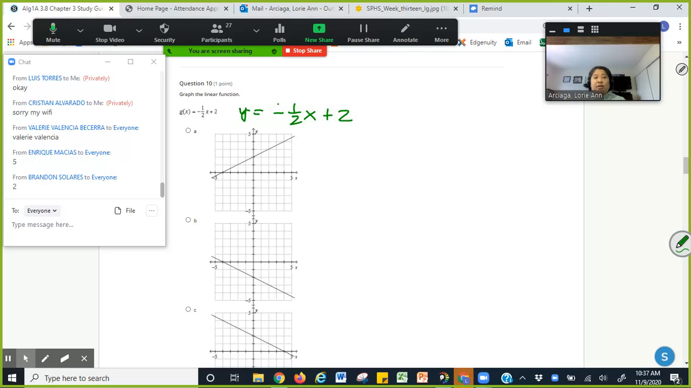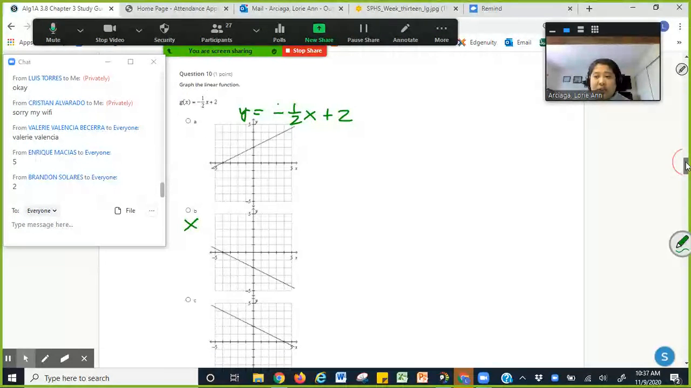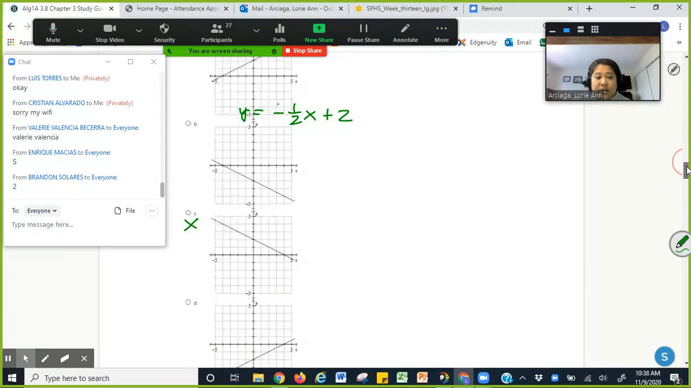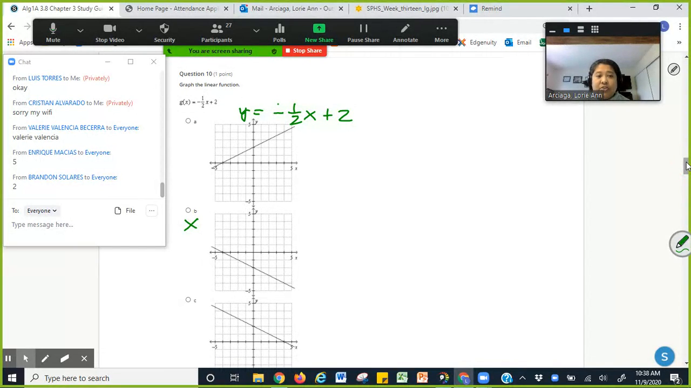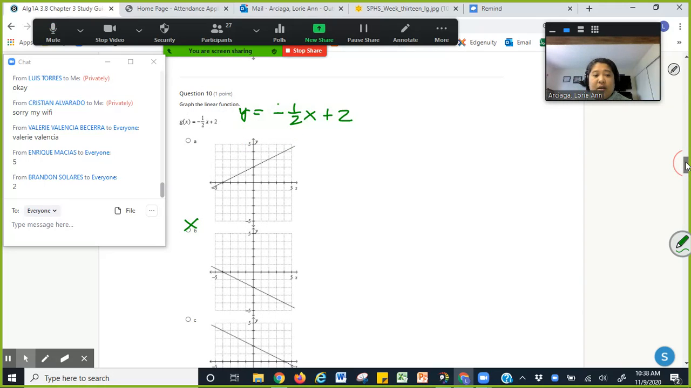Very good, Brandon. So it's +2, right? So that means B is already wrong. I can't see what letter D is, but what is it? Letter D is also wrong. So B and D are both wrong. So we're choosing between A or C. It's just either A or C because B is wrong already. So now which one are you going to pick, A or C?